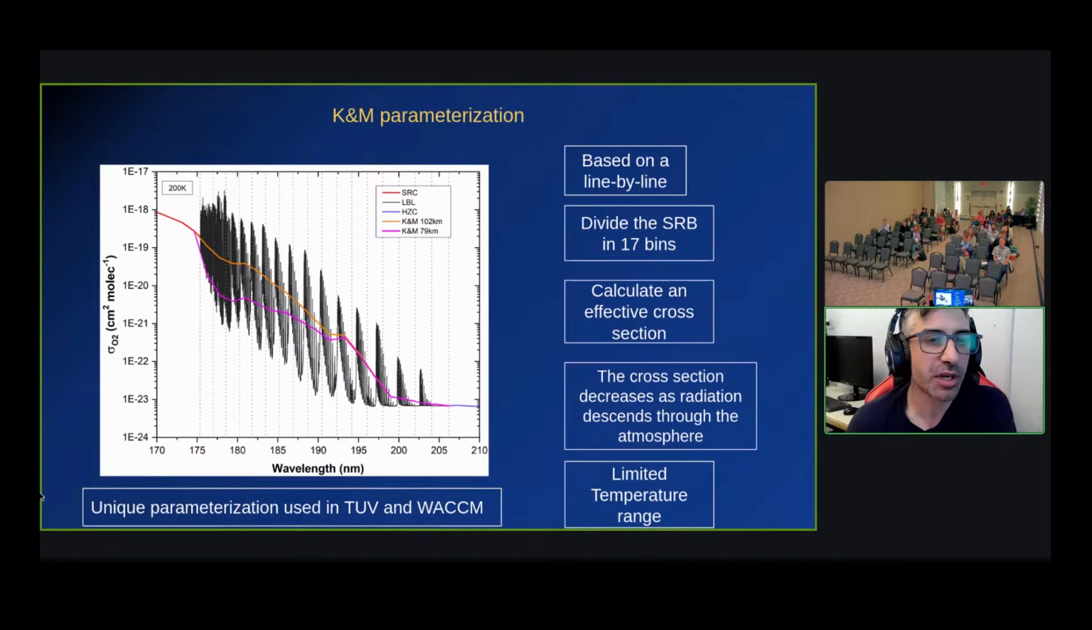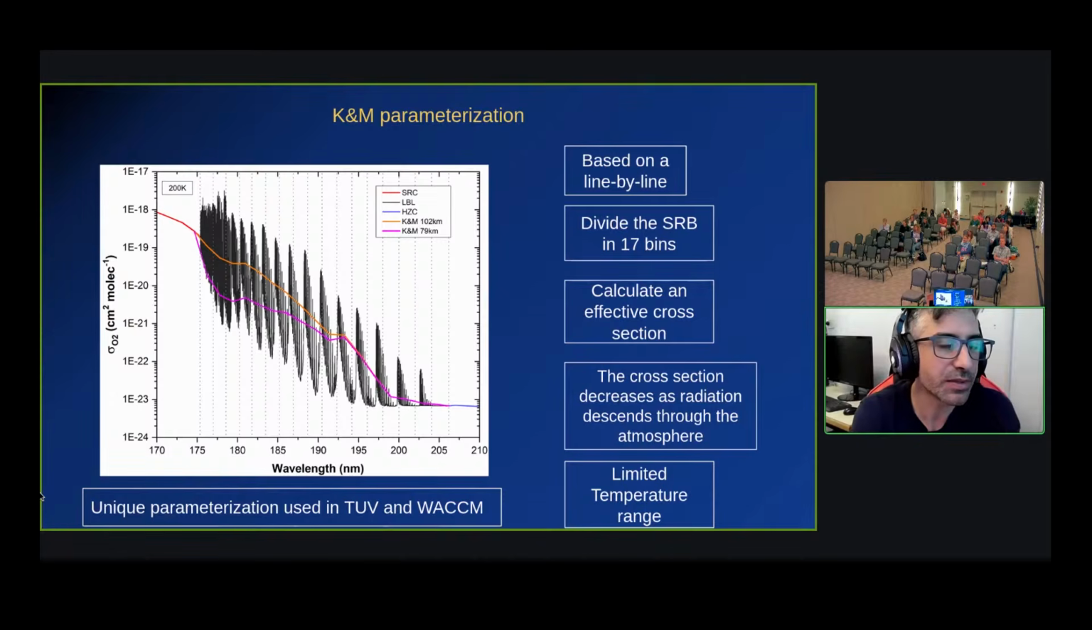The Cooper and Murtagh parametrization, the default and the unique parametrization in WACCM and TUV, is based on a line-by-line computation. It divides the Schumann-Runge bands range into 17 bins. It calculates an effective cross-section, depending on the slant path for each level from the top of the atmosphere. So the cross-section decreases as radiation descends through the atmosphere.